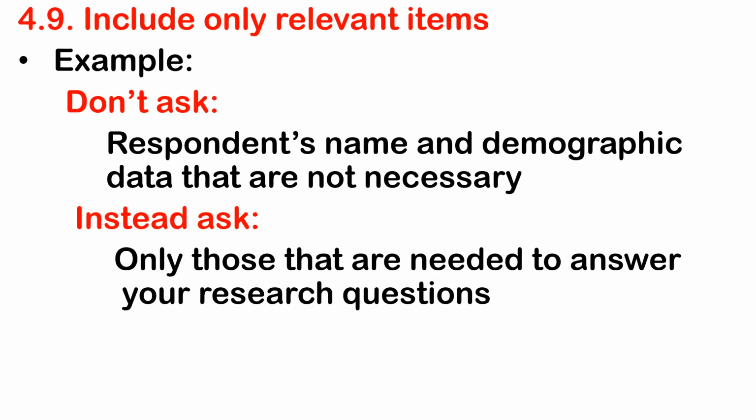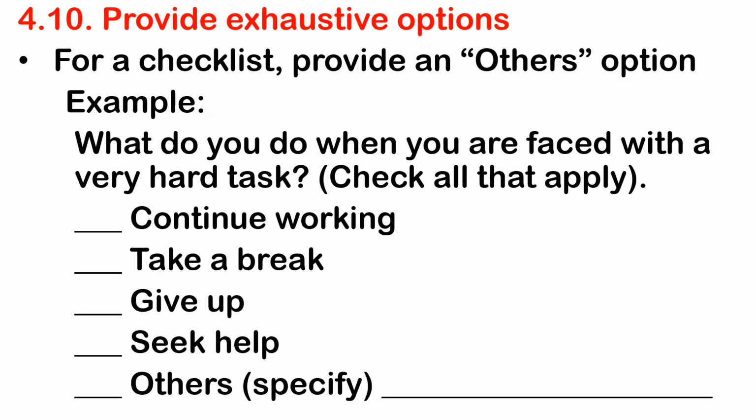Include only relevant items. Don't ask respondent's name and demographic data that are not necessary. Instead, ask only those that are needed to answer your research questions. If a piece of information is not going to be used in your research, then what's the point of asking it? It will just make the questionnaire longer and it will take more time and effort for the respondent to answer the questionnaire.